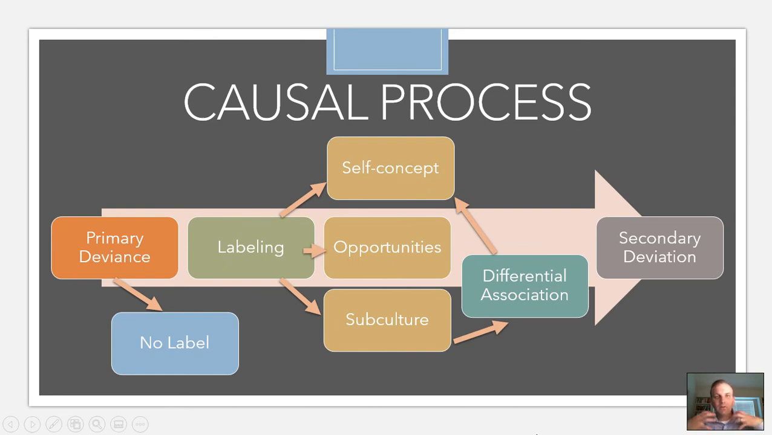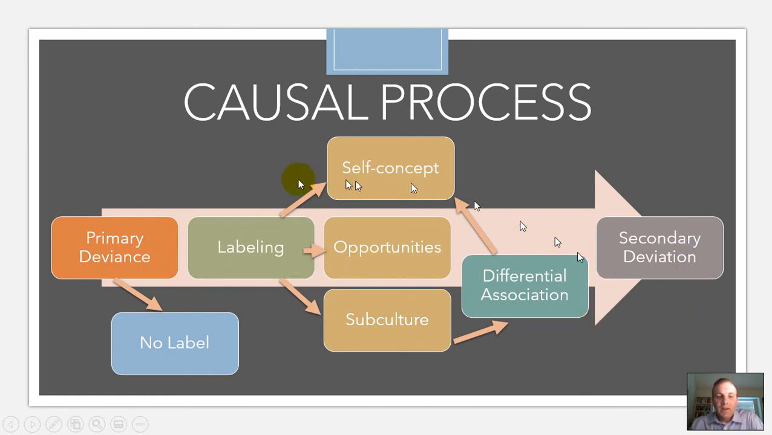It's going to continually influence one's self-concept about themselves, right? Their perceptions of themselves and who they are and who they hang out with. And at the end of the day, all this continues down the road to secondary deviation, more deviance. That's a result of being labeled. Okay, so this is kind of the causal process, and that leads me to the next topic, really testing this theory. This is Lemert's perspective on it because it talks about primary and secondary deviance or deviation.